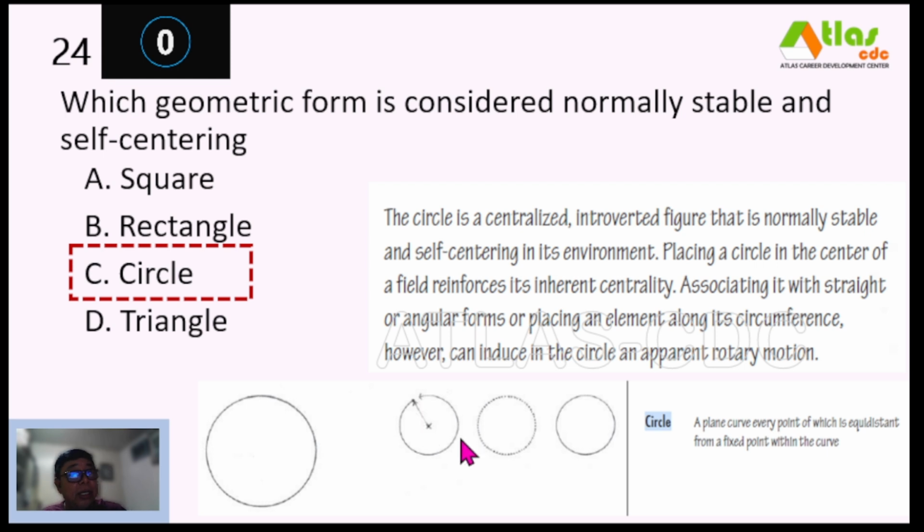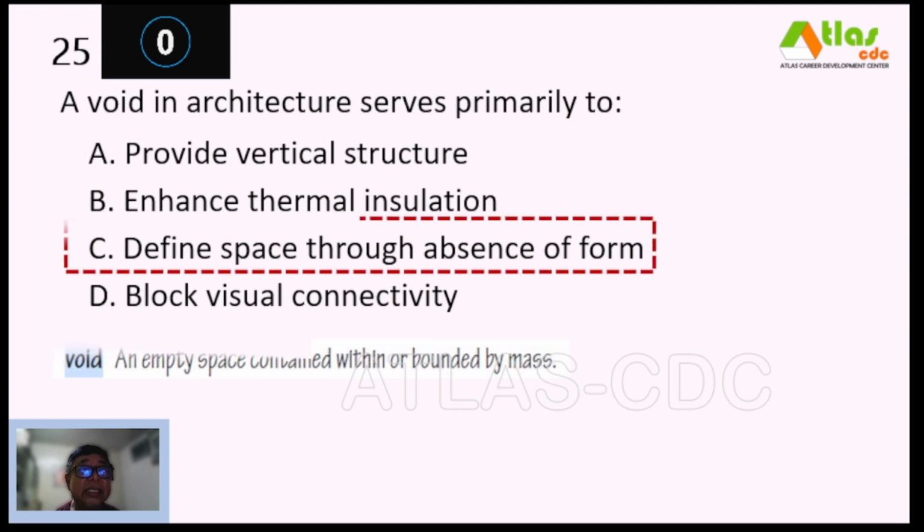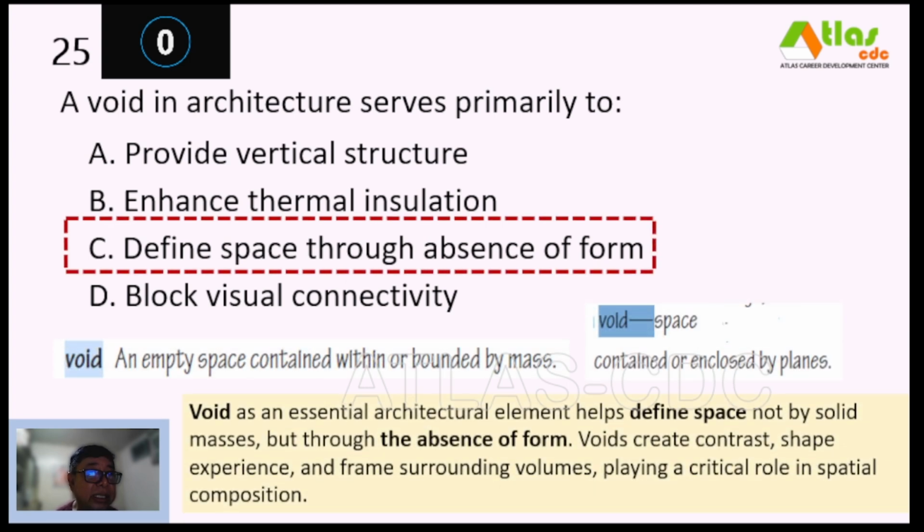within the curve. Number 25, a void in architecture serves primarily to A. Provide vertical structure, B. Enhance thermal insulation, C. Define space through absence of form, and D. Block visual connectivity. And our correct answer is letter C, define space through absence of form.